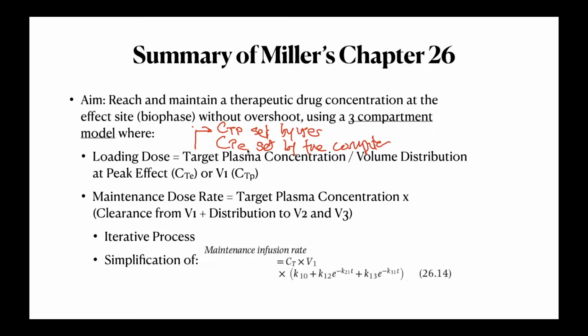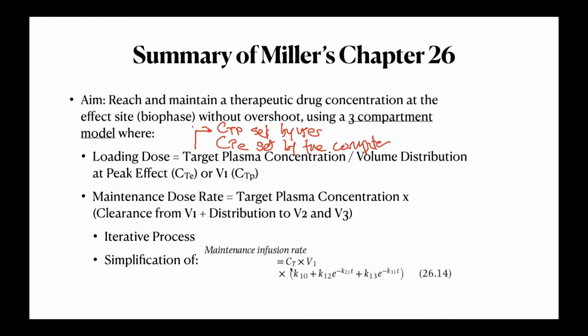Now, the simple formula is that the target plasma concentration is multiplied by your clearance. But when we talk about multi-compartment models, it's not just clearance from your central compartment, but it's also distribution to V2 and V3. And this formula, which I've written here, is a simplification of the formula here.